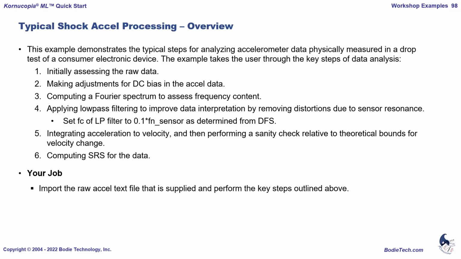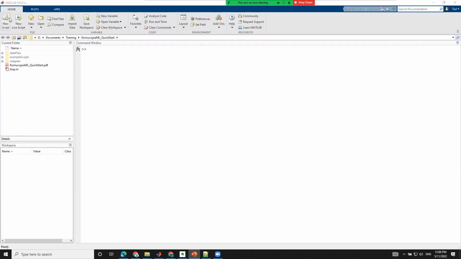And then we will integrate the accelerometer data to get velocity versus time. And we'll perform a sanity check relative to theoretical bounds of what a velocity change could be in a drop problem. And then we'll end computing a shock response spectra. So this will give you a good idea of putting together several Kornucopia functions in a typical workflow. And your job, which is our job together at the moment, will be to create a solution to do this. All right, so we will get started.